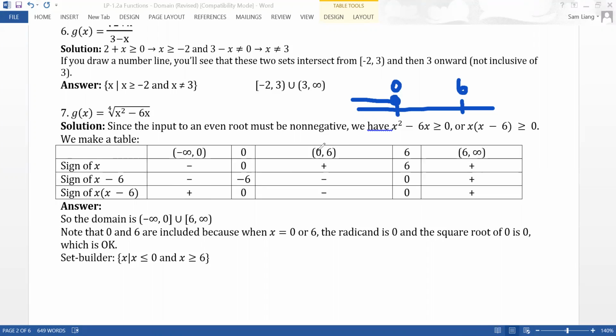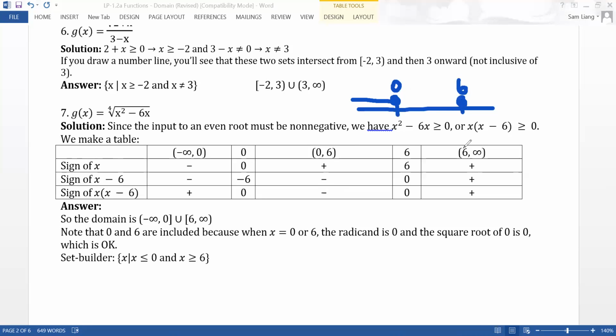Moving on to the next part of the number line, 0 to 6. So let's say you plugged in 3, right? The sign of 3, that's positive. Sorry, positive 3 is positive. And then we have 3 minus 6. 3 minus 6 is negative, so you have negative there. And then positive times negative, that's negative, right? So this is negative, so that would not be included here. So I'm not going to shade that in. 6 is included, so I'm going to draw a closed circle there.